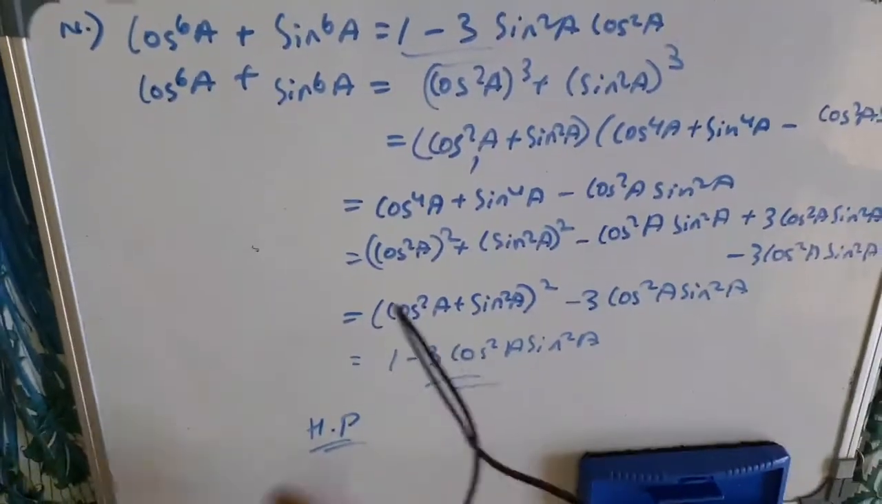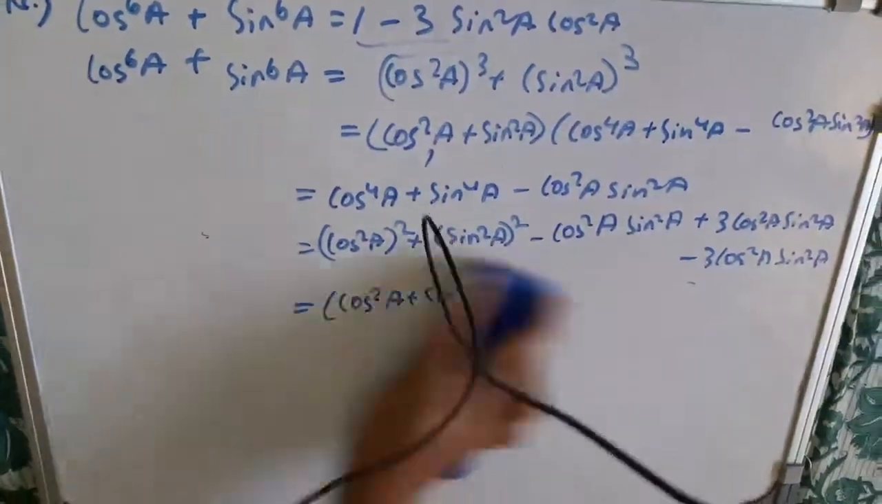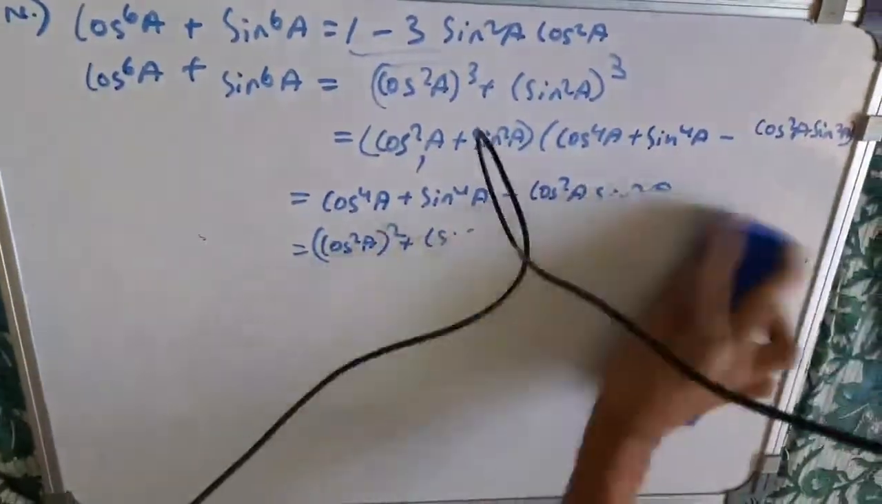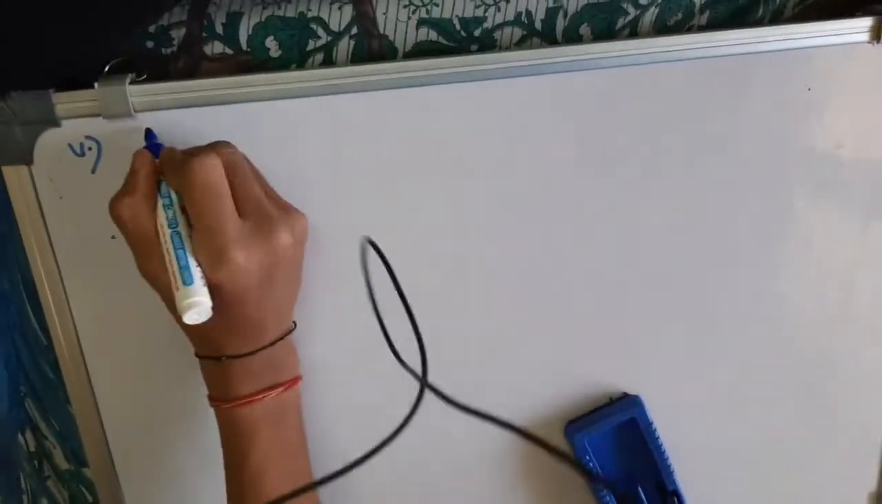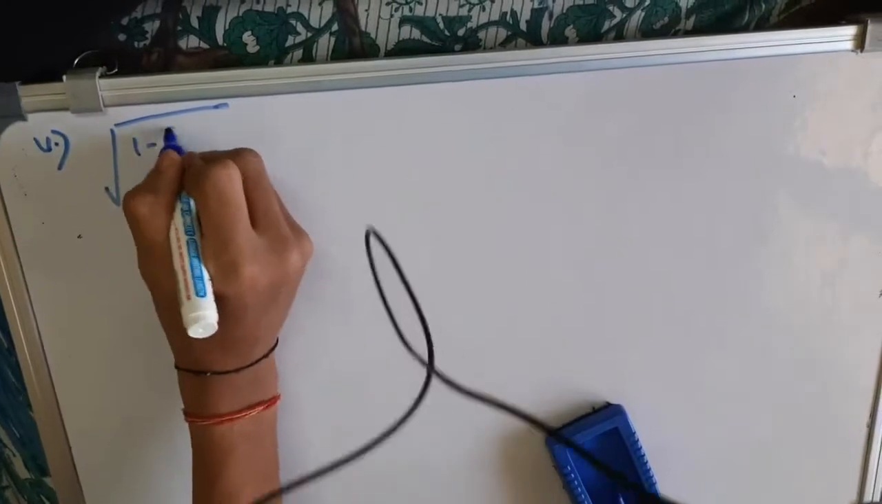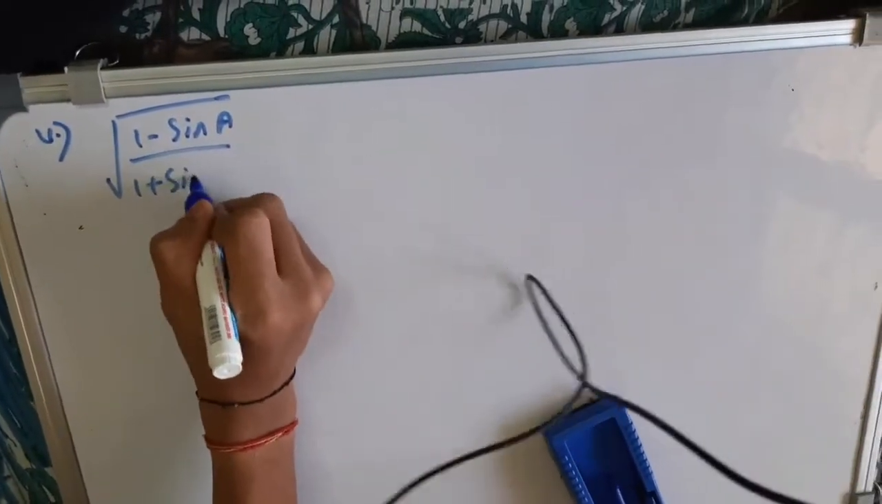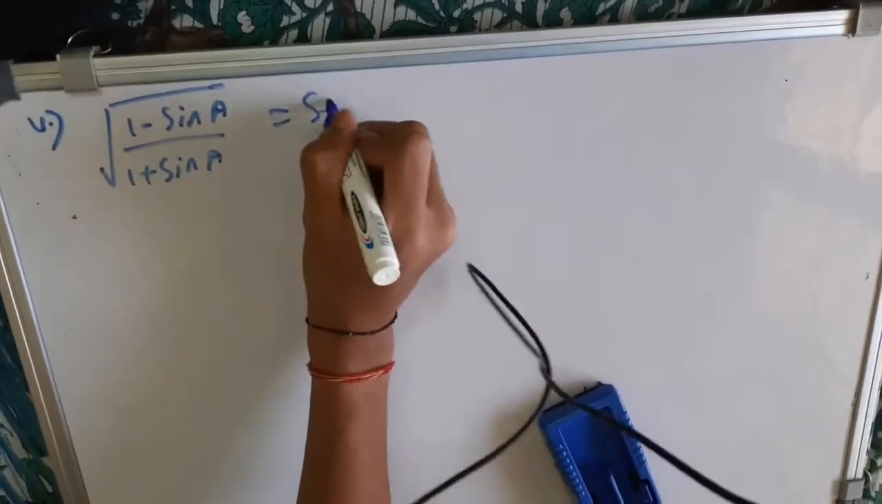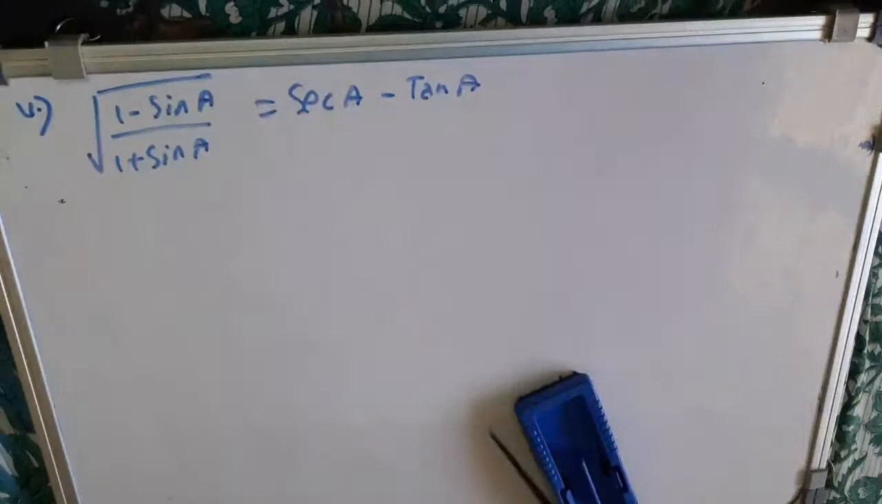So now let's move on to our next question, and this would be the final question for today's video. So the question is: under root of (1 minus sin a upon 1 plus sin a) equals sec a minus tan a. So let's prove this question.